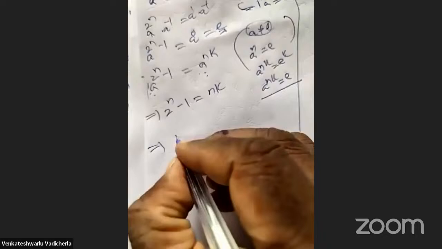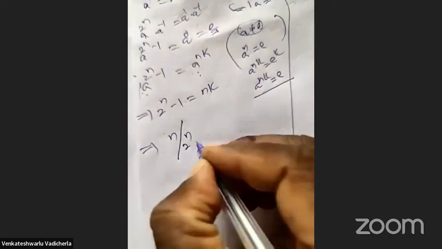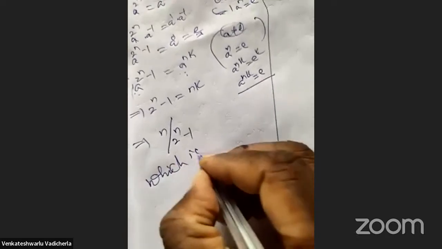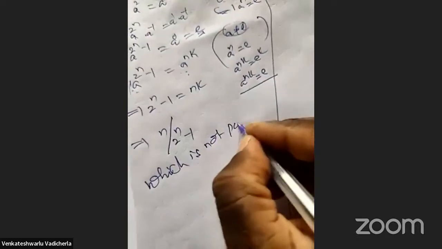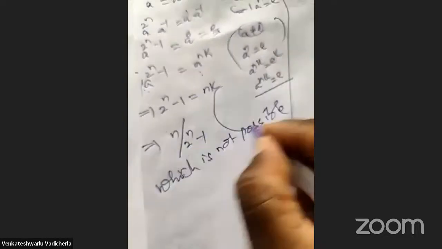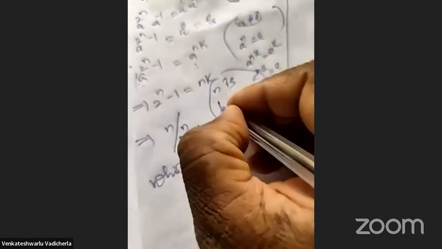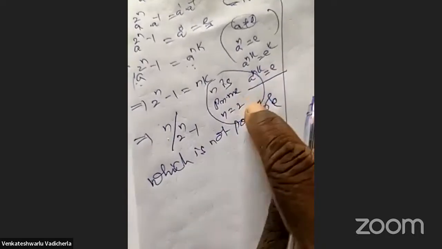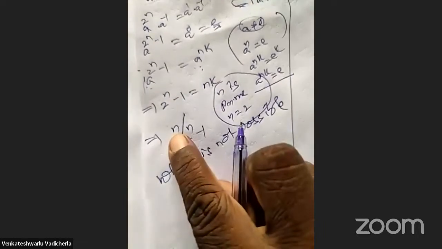What is the divisibility definition? N divides 2 power of n minus 1, which is not possible. Why, sir? N is prime. Prime, we can start from the number 2: 2, 3, 5. Put n equal to 2.